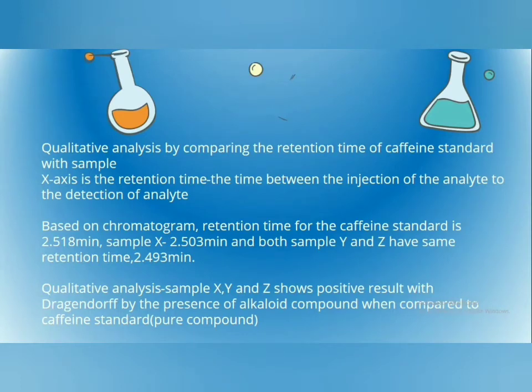Next, qualitative analysis is done on samples X, Y, and Z that show a positive result with Dragendorff, by the presence of alkaloid compound when compared to the caffeine standard pure compound.